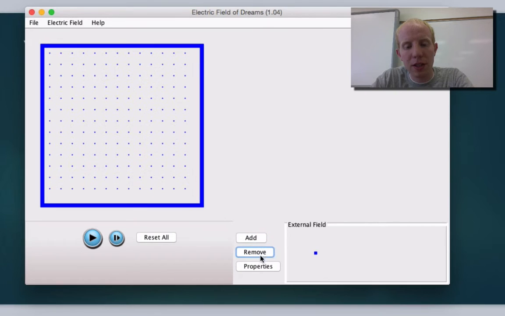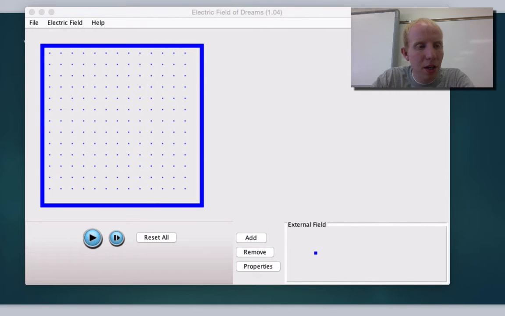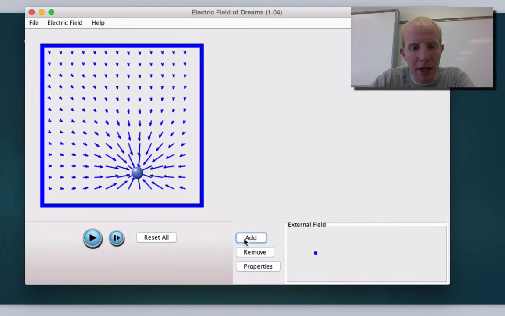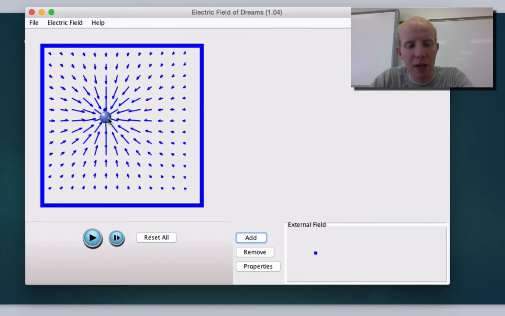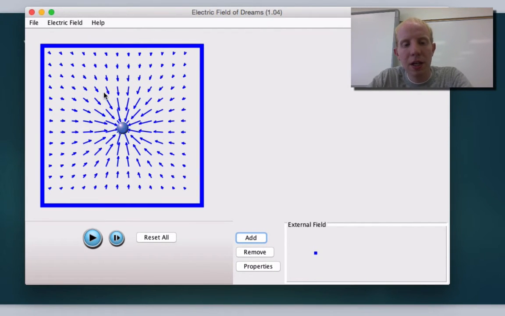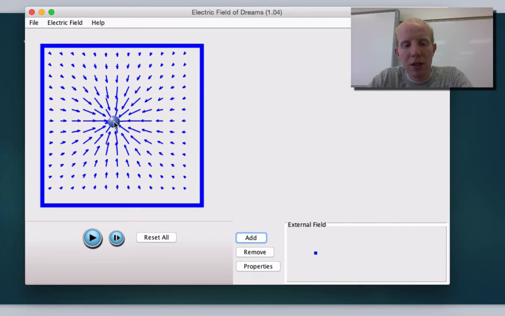Likewise, if we change this to be a negative charge and add it to the field, you would expect all the arrows to point in. They're going to move into that negative charge if a positive charge was placed in this electric field. And so there we go. That's how an electric field can be visualized.